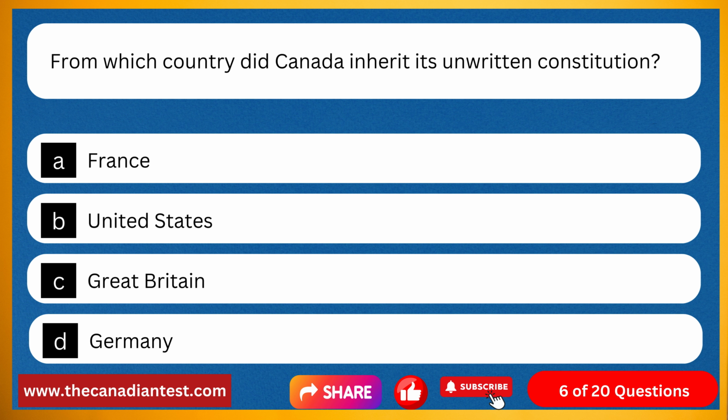Question 6. From which country did Canada inherit its unwritten constitution? Option A, France. Option B, United States. Option C, Great Britain. Option D, Germany.